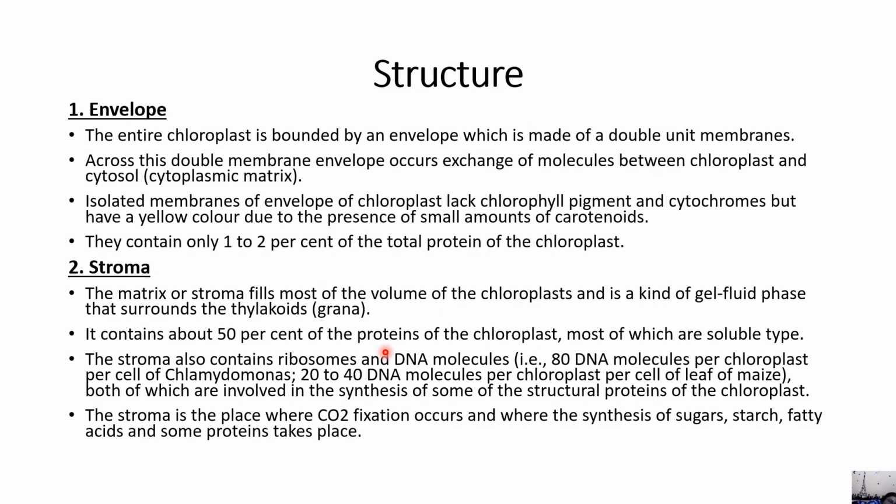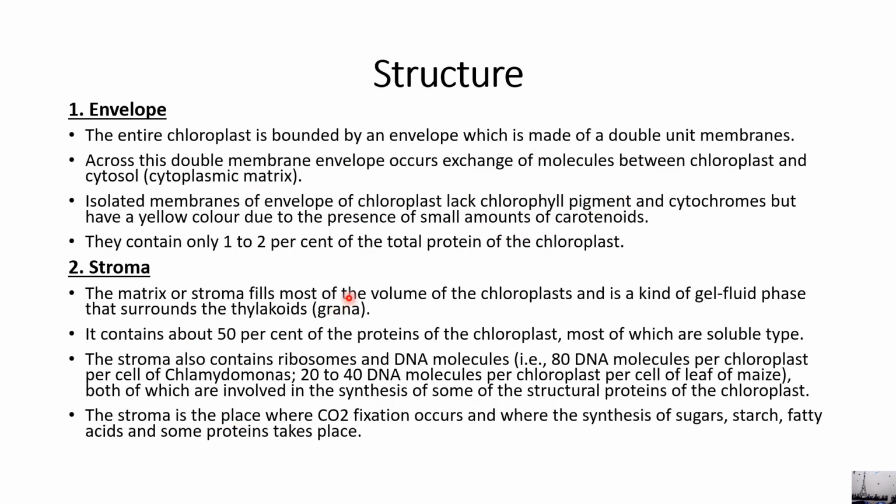When we talk about the envelope, the entire chloroplast is bounded by an envelope which is made up of a double unit membrane. Across this double membrane envelope occurs the exchange of molecules between the chloroplast and the cytosol. Isolated membranes of the chloroplast envelope lack chlorophyll pigment and cytochromes, but they have a yellow color due to the presence of small amounts of carotenoids. They contain 1 to 2% of the total protein of the chloroplast.